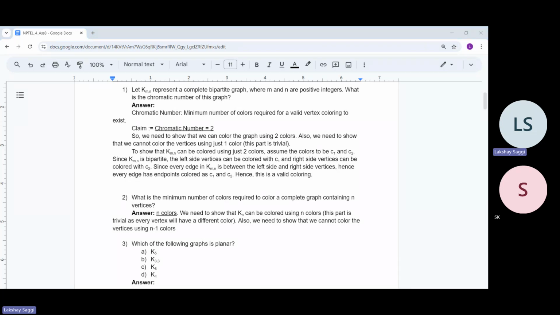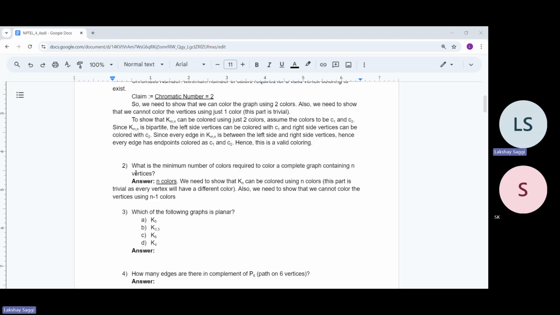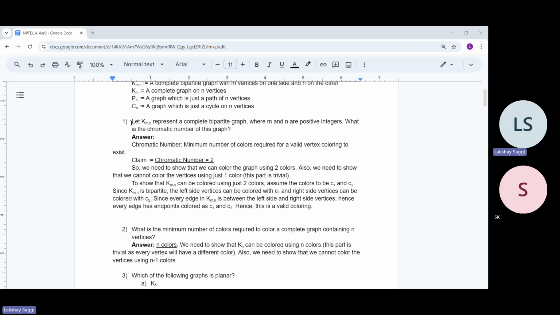Okay, so someone has joined the meeting. Hello SK. I've just started, and we are just on the second question for now. The first question was asking, if we have a complete bipartite graph, then what will be the chromatic number of this graph?